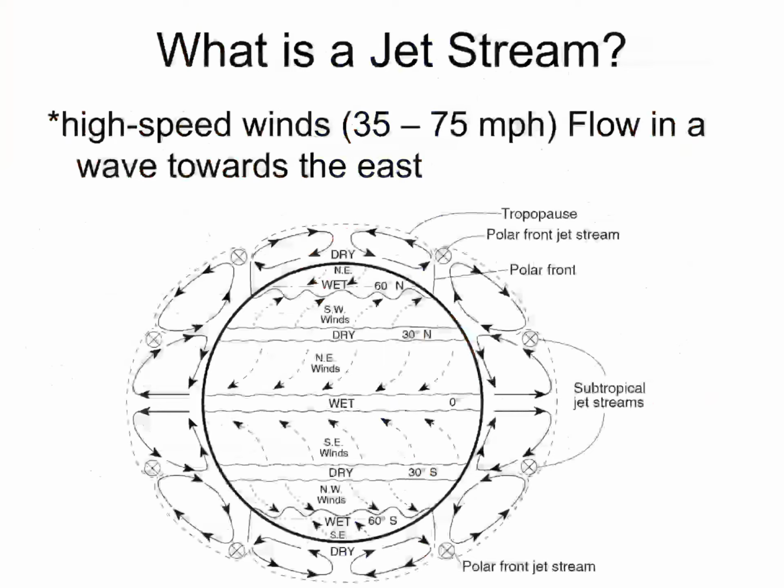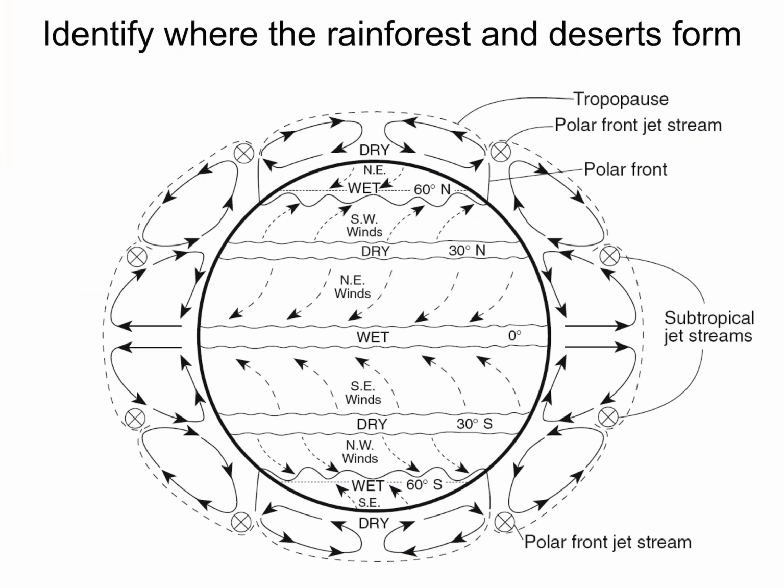Next, a jet stream is high-speed winds, so 35 to 75 miles per hour, flow in a wave towards the east. Fine, right? So just one thing, if you've ever gone on a plane to Florida, a lot of the times the flight back to New York from Florida is a lot shorter, and that's because of the direction of the jet stream, right?